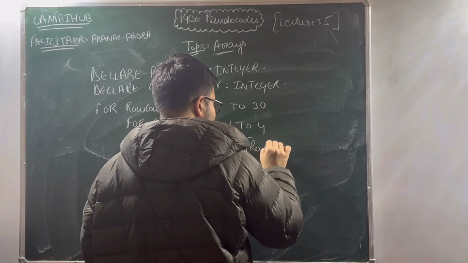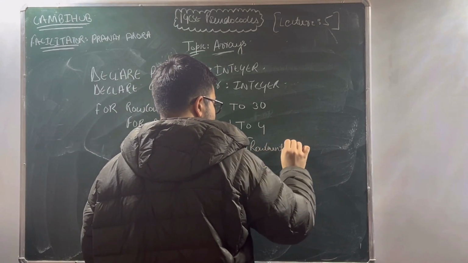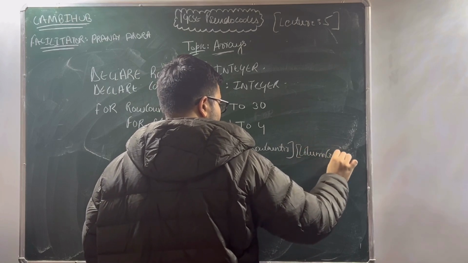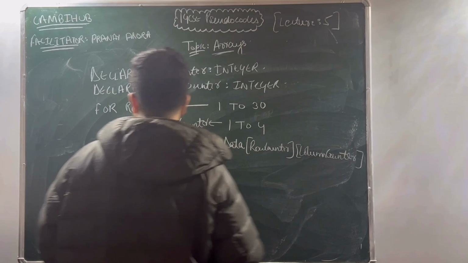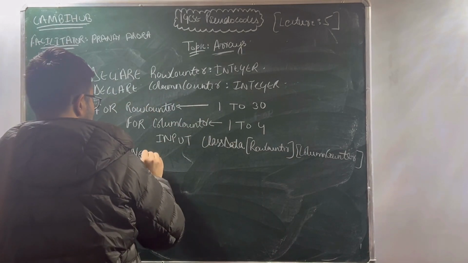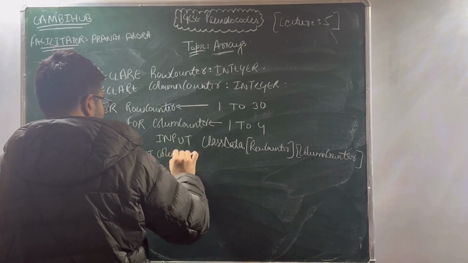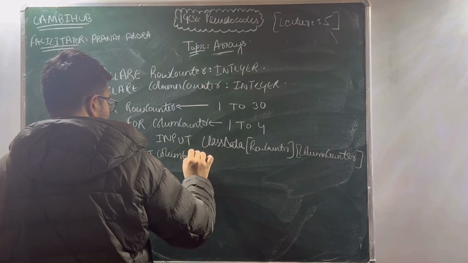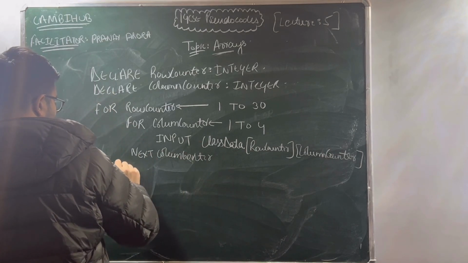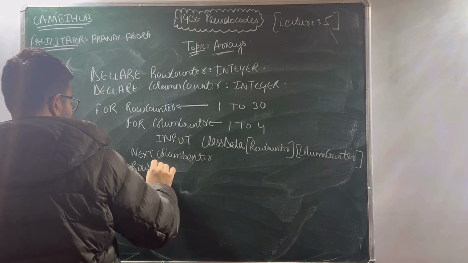Row counter, column counter, right? Then we are going to end both of the loops. So next, column counter, right? And next, row counter.